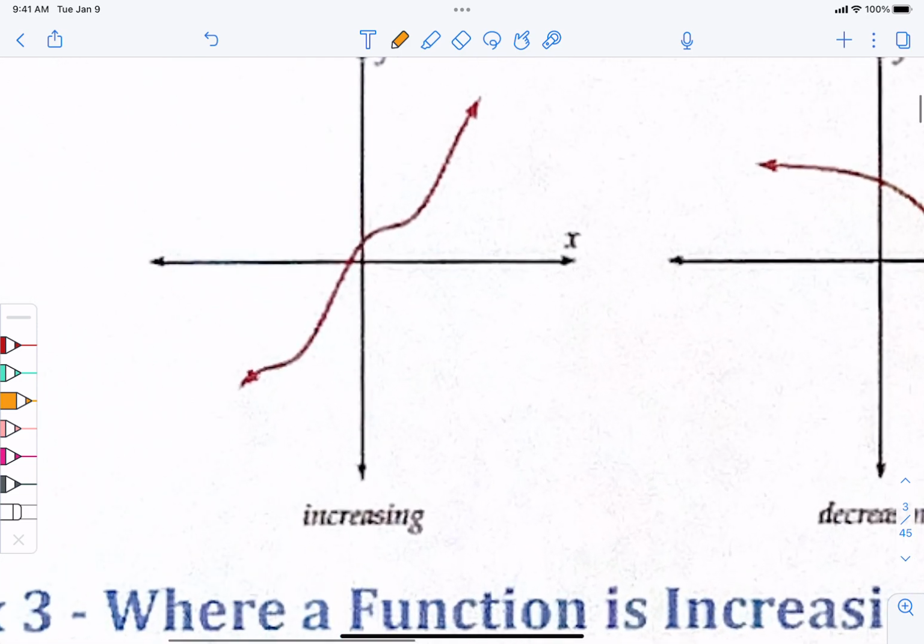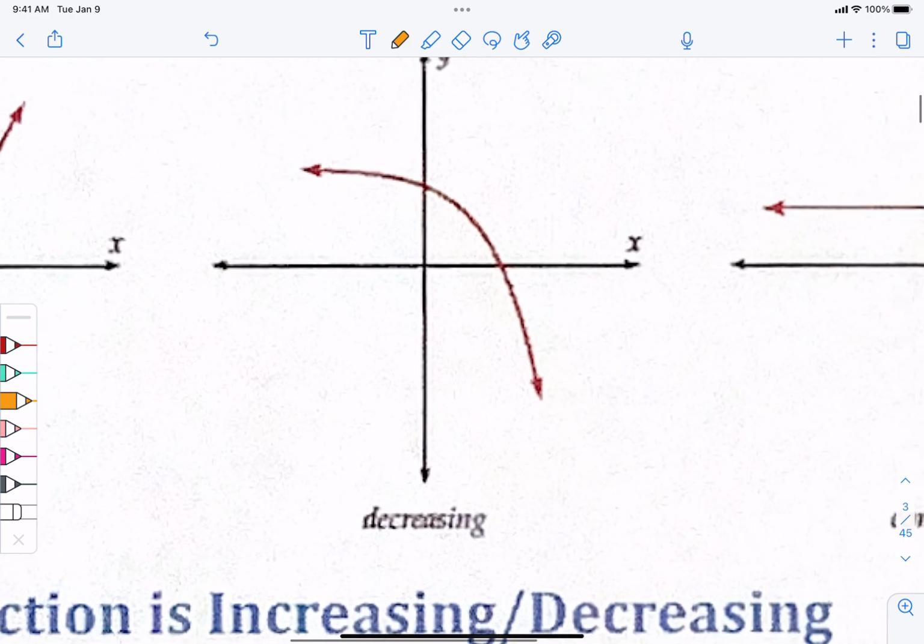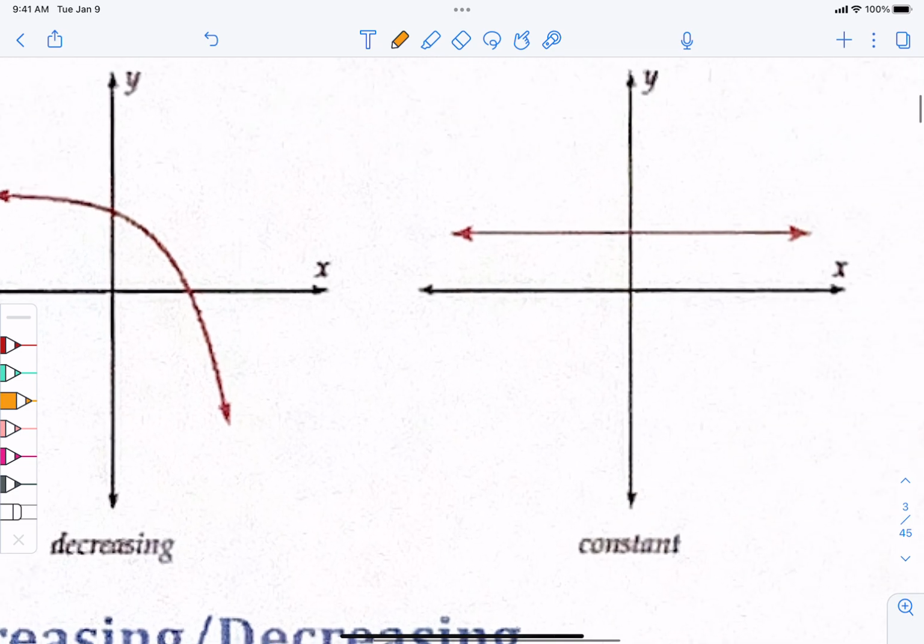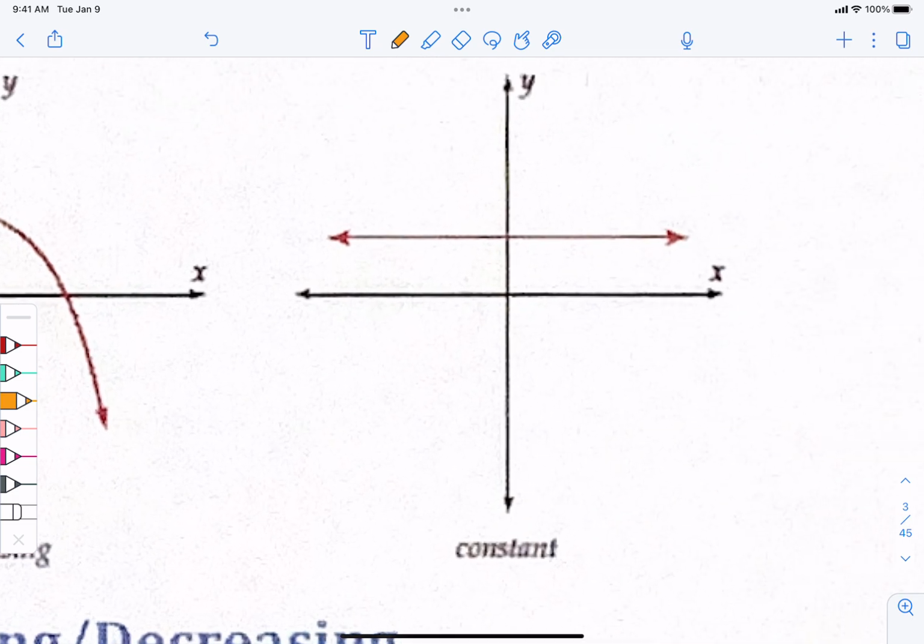Increasing means it's going uphill from left to right. Decreasing means it's going downhill from left to right. Constant means it's a horizontal line and it's staying steady the whole way through. We just got done talking about this in calc. It's going like this.